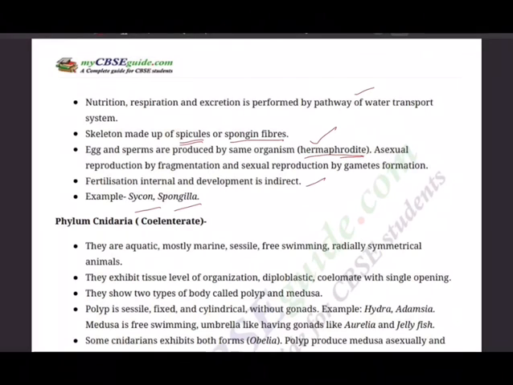What do you mean by fertilization internal? It is inside the organism. Development of the young one is inside the organism. And when we say indirect, there is something called an embryo. It is not direct, like in our case, where it is direct development. Mother gives birth to the young ones. Here it is not the young one, it is via media. Then we say it is indirect.